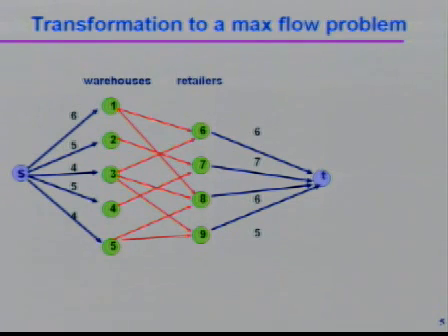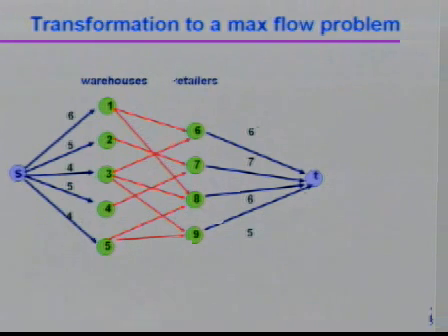And suppose I solve a max flow problem on this network. If my maximum flow has value 24, which is the sum of all of these, then there is a way to ship the commodity to satisfy all of the demands. And if the maximum flow value is less than 24, then there isn't. Okay?